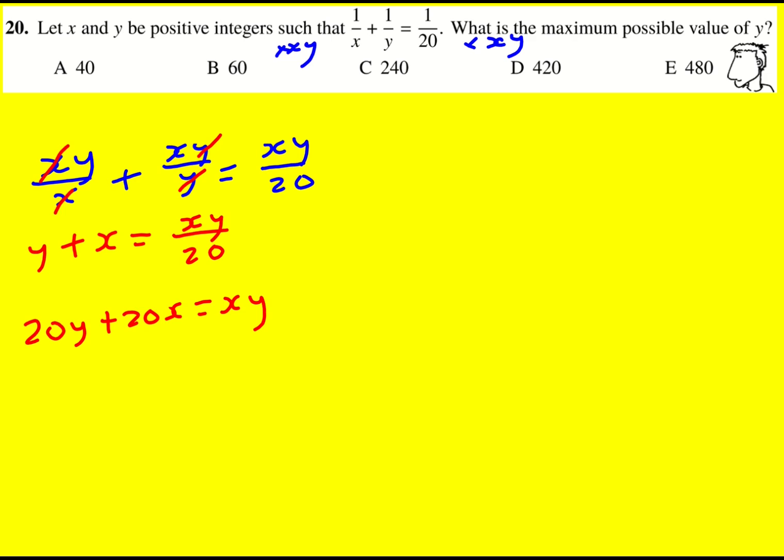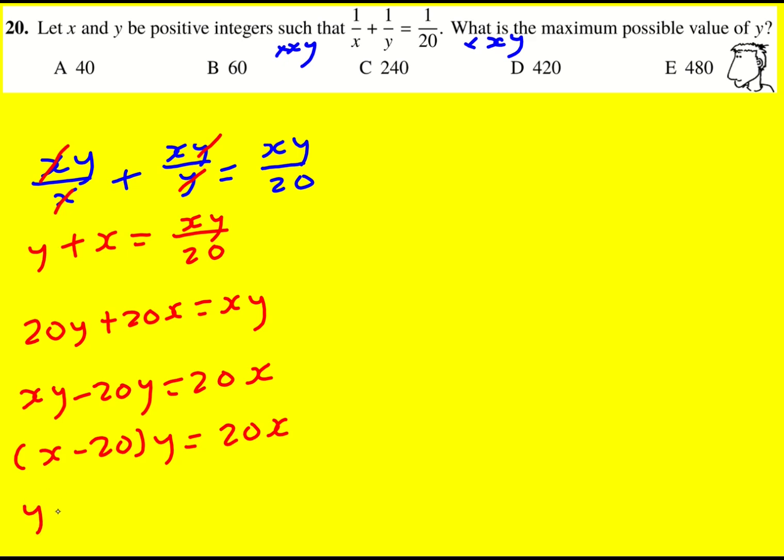And I'm going to make y the subject. If I can get y in terms of x, I can start to think about its maximum value. So I will minus 20y from both sides to give me xy minus 20y equals 20x, and factorize out the y. So x minus 20 times y is 20x, which means that y is 20x over x minus 20.